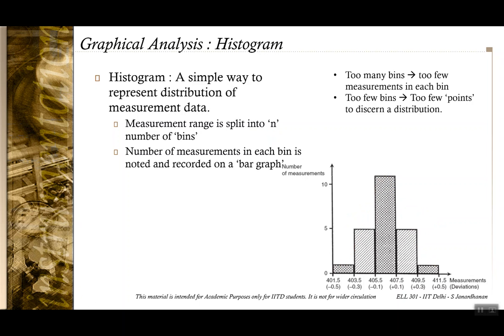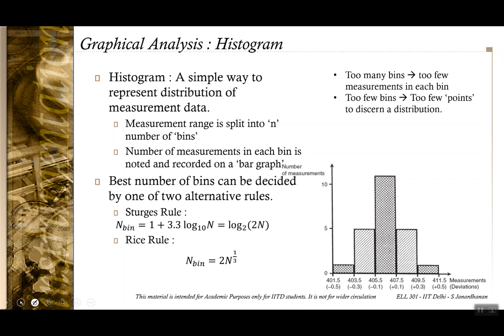Okay, and to help this, we have a few thumb rules that can be followed. Okay, and one is the Sturge's rule and another is the Rice rule. So as per the Sturge's rule, the number of bins is given by this formula, which roughly translates to the logarithm of 2n base 2. And in Rice's rule, the number of bins is 2n raised to 1 by 3.